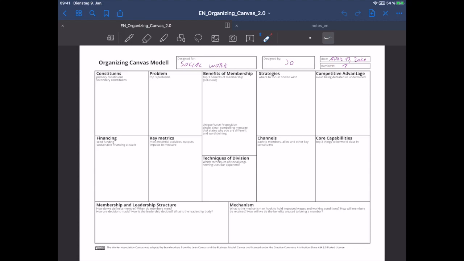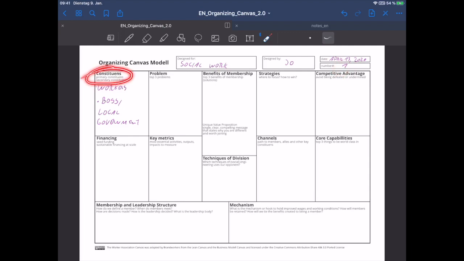Basically, I'd like to show you a fictional model, which is also influenced by my work as a social worker. I try to explain it in a way so that people who are not working in social work can also take a look and get inspired. As you can see here on the top, I designed it for social work. Here is my name, and here you can see the date and the number of the model.